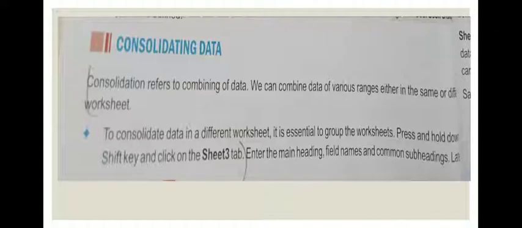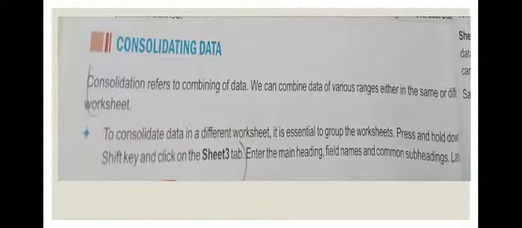The next point is consolidating data. Consolidation refers to combination of data. We can combine data of various ranges either in same or different worksheet. To consolidate data in a different worksheet, it is essential to group the worksheet. Press and hold down Shift key and click on Sheet 3 tab. Enter the main heading, file names and common subheading.